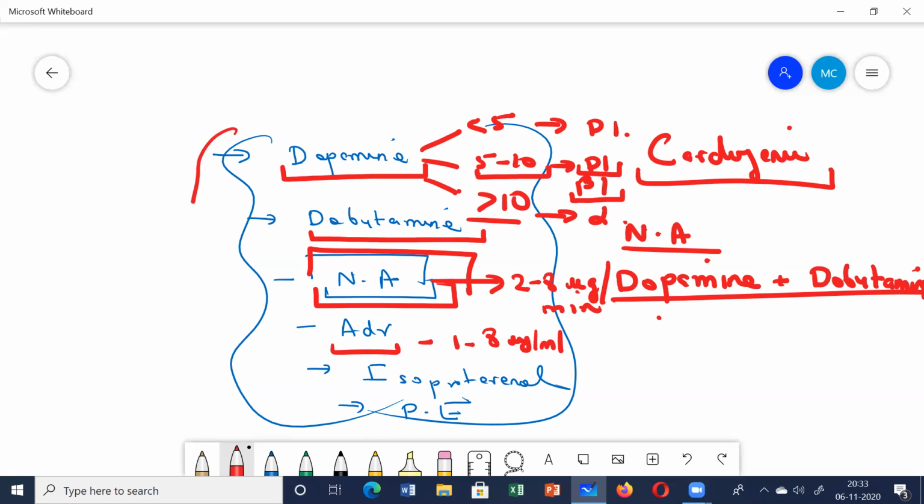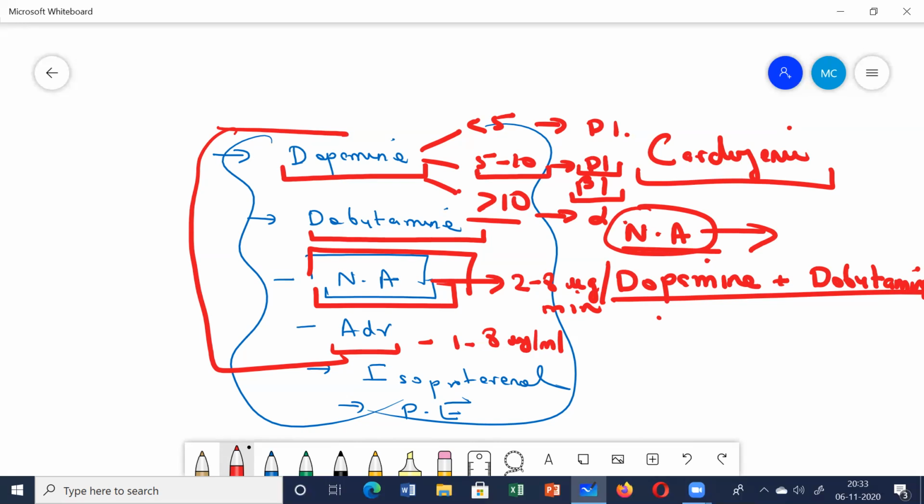Mainly these 4 drugs are important. Dopamine, 5 to 10 micrograms per kg per minute. Noradrenaline, 2 to 8 micrograms per minute. These are the different drugs which are used. But again, remember that noradrenaline is the first vasopressor of choice. So this is all about the different drugs and this is the management.